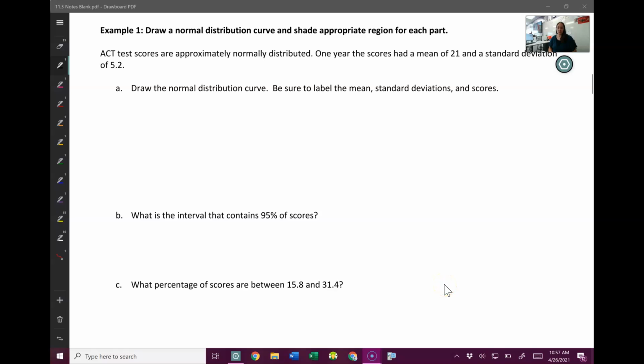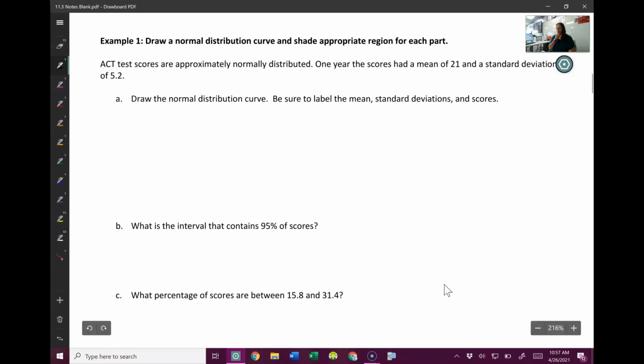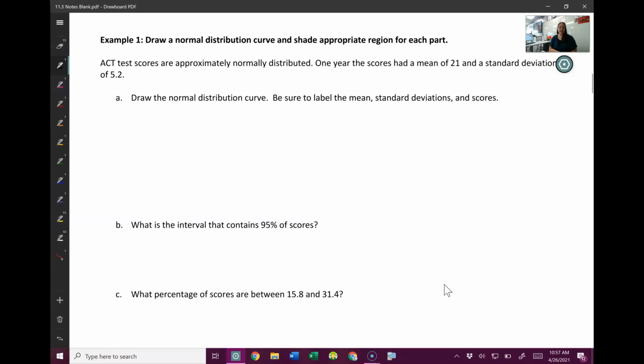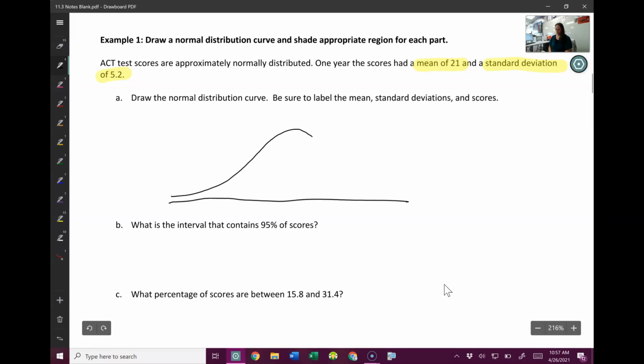Let's go through an example of everything that we've learned so far, put it all together. So, example number 1. We have ACT test scores that are approximately normally distributed one year that has a mean score of 21 and a standard deviation of 5.2. So we're going to start by drawing the normal curve.